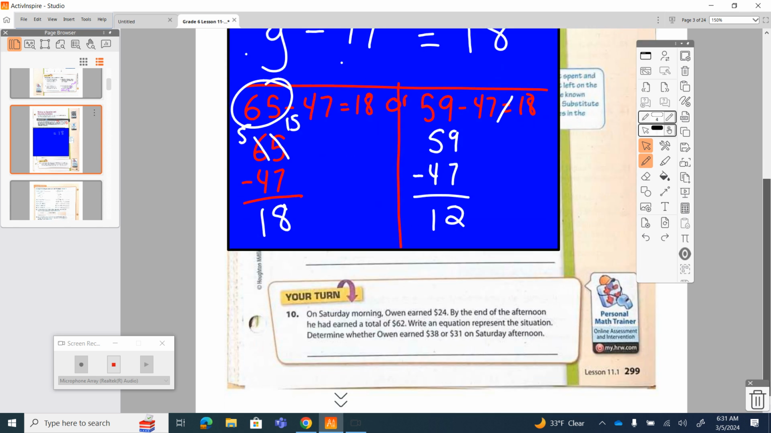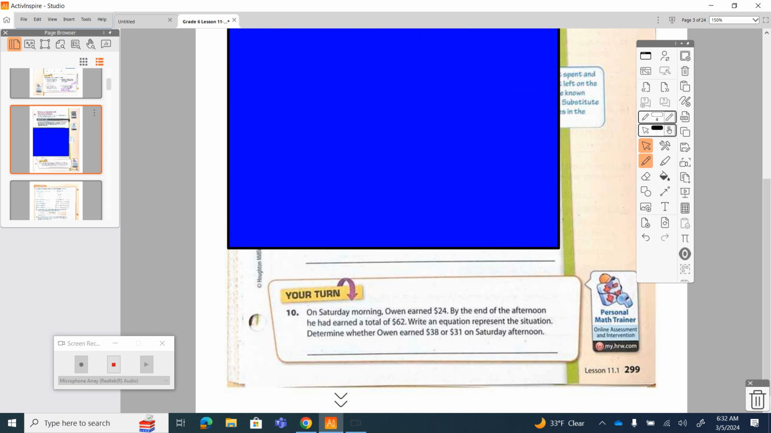Okay. So let's try this one. On Sunday morning, let's clear my annotations. On Sunday morning, Owen earned $24. By the end of the afternoon, he had earned a total of $62. Write an equation to represent the situation. So he starts here in the morning, and by the end of the day, he's here. So he added some amount of money. I'm going to use M for money. Okay? So did he add 38 or 31?